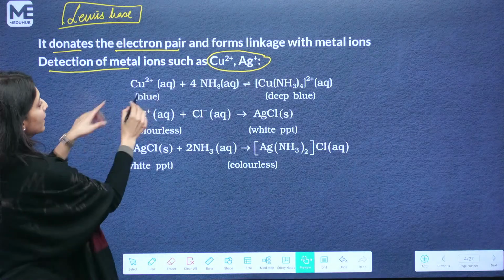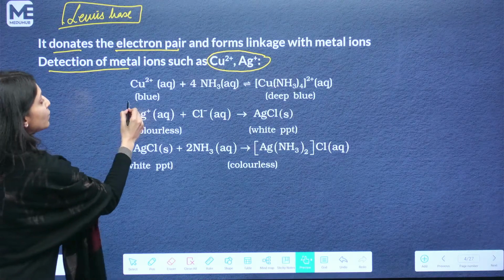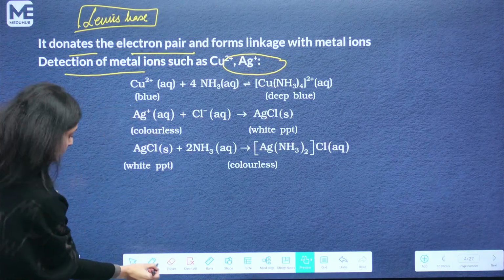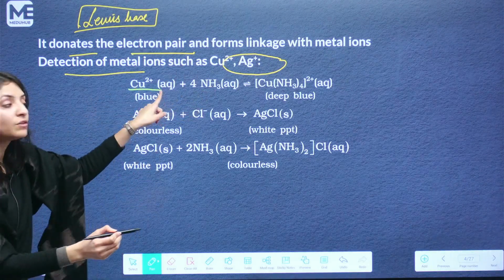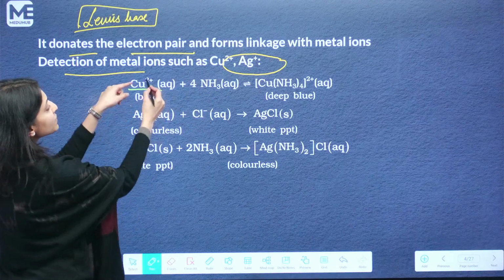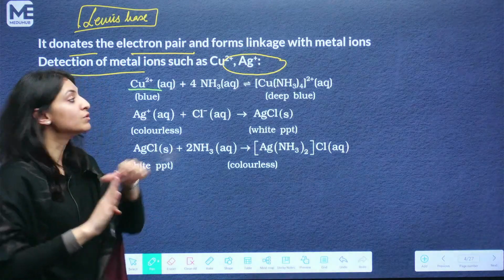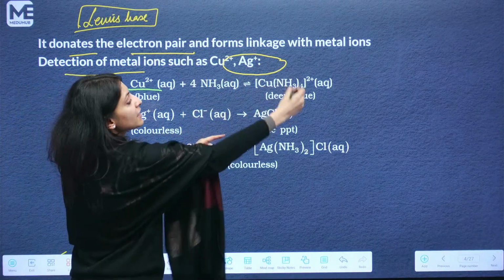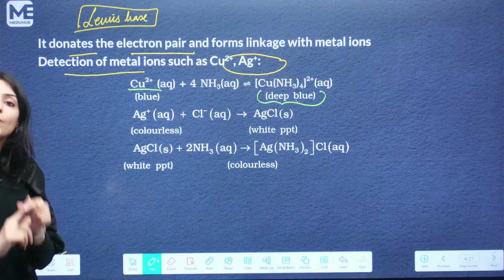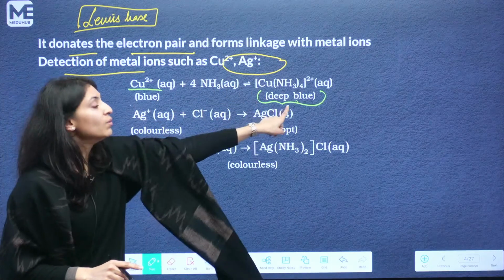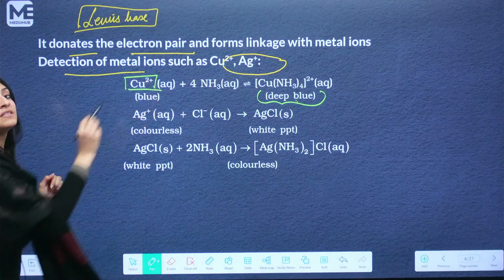So we'll see a solution of copper 2+, like copper sulfate for example, is bluish in color. This is blue in color. If you pass ammonia through it, what will happen? It will form a complex with Cu2+. So the complex is [Cu(NH3)4]2+. So 4 molecules of ammonia will associate themselves around copper and we will get a complex which is deep blue in color. So from blue, the complex goes to deep blue, and that is how you detect that a given solution had Cu2+. So detection of Cu2+ is done this way.